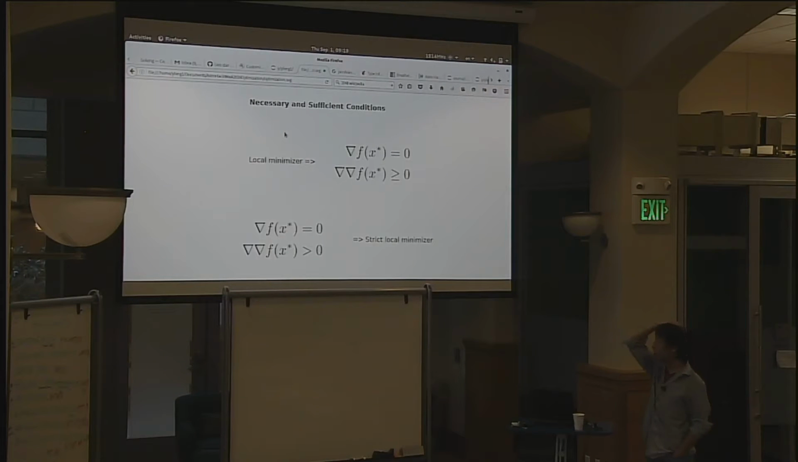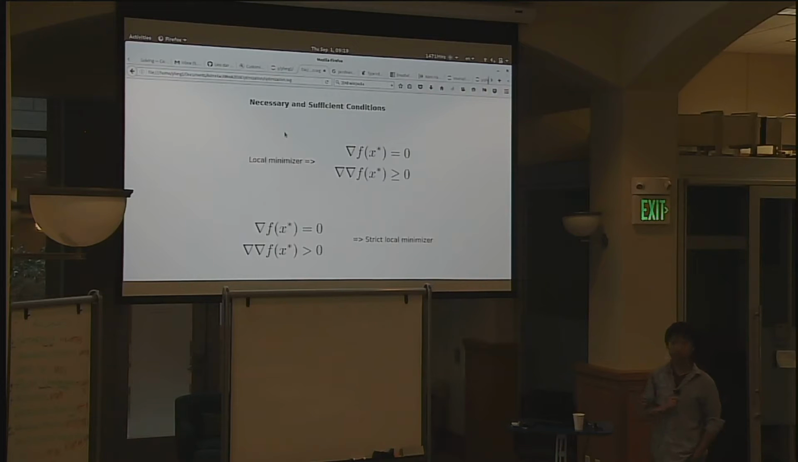If at any point x star is a local minimizer, then we can assert the gradient of the function is 0, and the Hessian is semi-positive definite. Semi-positive definite, yes. The Hessian has to be semi-positive definite. And we can go the other way around.